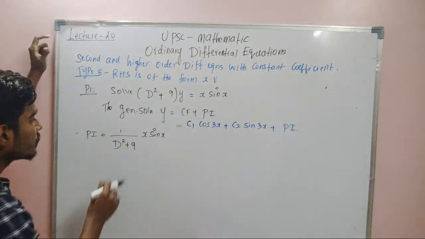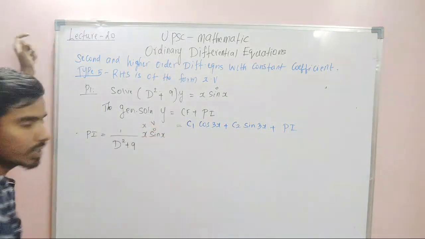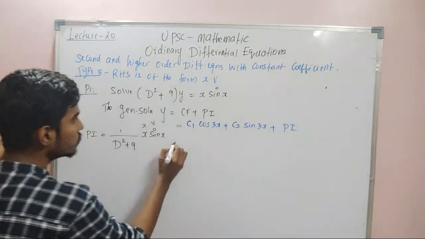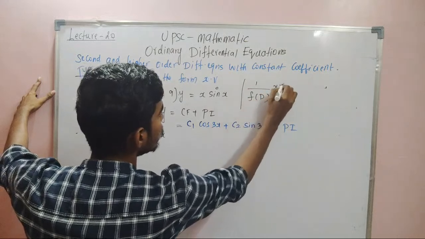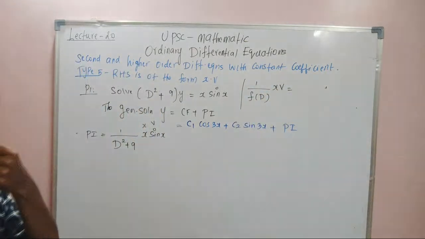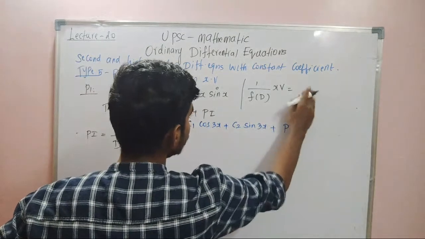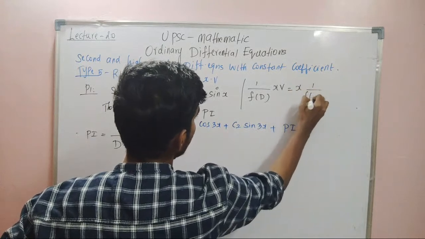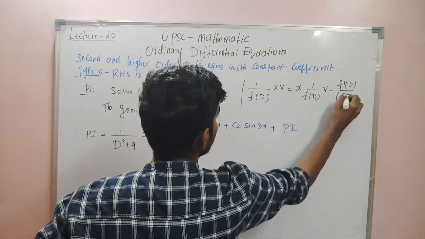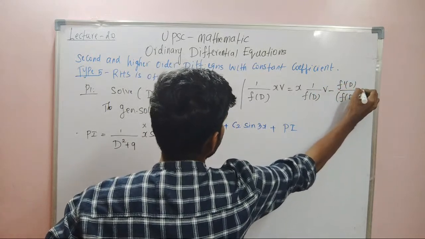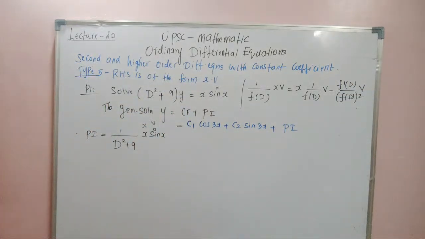Now here you can see our particular integral is x into v. So what is the formula I have given? We know the formula: when the particular integral is of the form 1 by f of D into xv. Here f of D is D square plus 9, x is x, v is sin x. The formula is x into 1 by f of D into v minus f dash of D divided by f of D whole square into v. This is the formula I have given. Now we can make use of this formula.